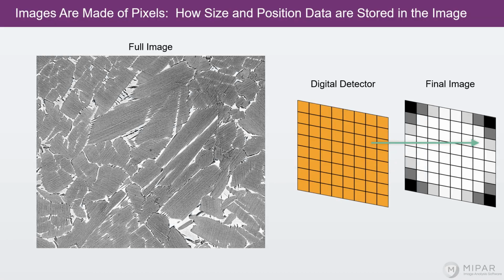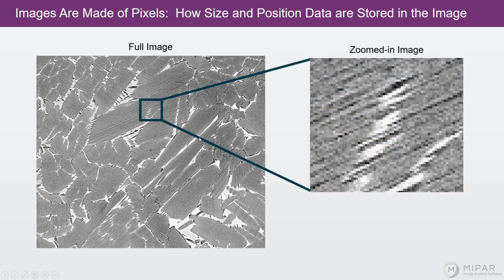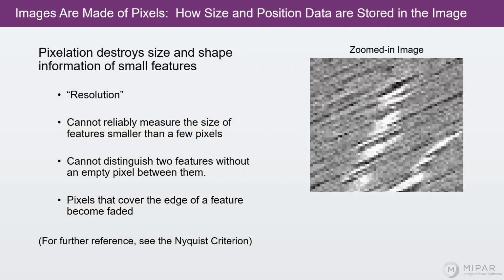So now let's talk about spatial information in your image. We saw earlier how the detector is made of a bunch of little detectors, and each little detector turns into a single pixel in the image. So if we zoom in really far on our image, here we can see all the individual squares, all the individual pixels. Now, the fact that the image is divided into pixels rather than being a smooth, continuous representation of your sample means that necessarily some information is lost.